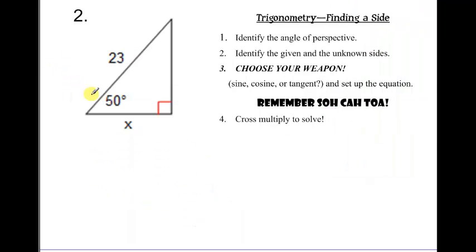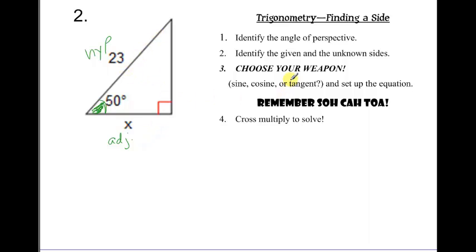Let's try another one. You already know the first couple of steps. You're going to identify your angle of perspective. It's your 50-degree angle. Let's look at these other sides. The given side is 23. Since it's across from the right angle, that's the hypotenuse. And the unknown side, the x, that's adjacent, connected to that angle of perspective.